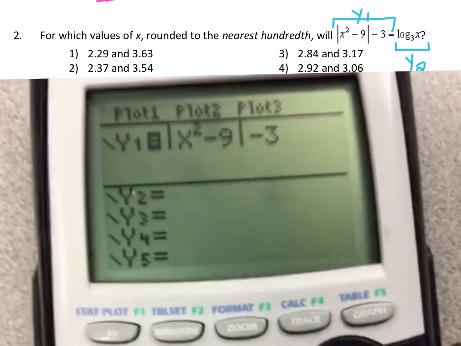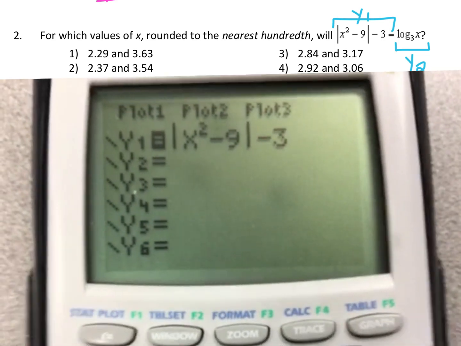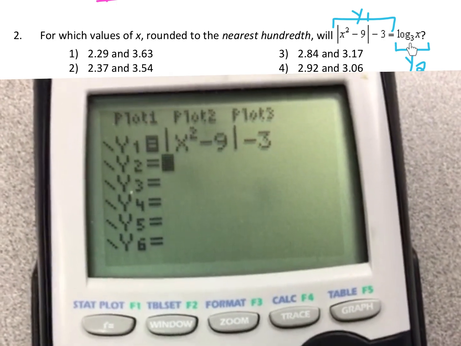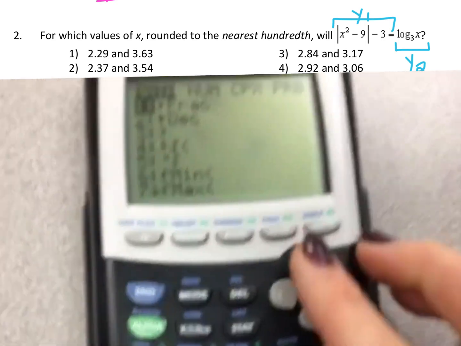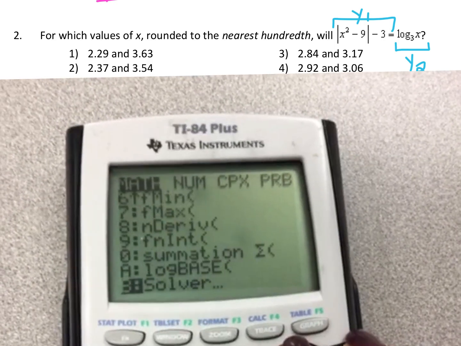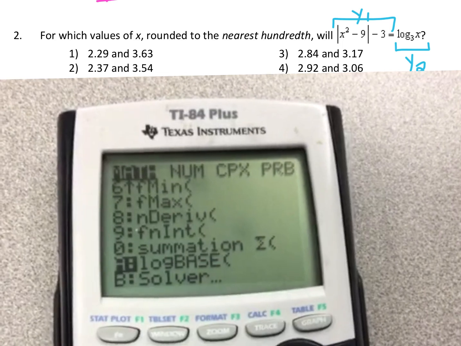Okay, so now under y2, we are going to plug in the right side of the equation. Now, if you forget how to get that little base, remember, we go to math for that too. So you can go to math. And I find it faster to scroll up than down, but if you scroll up, letter A is log base.